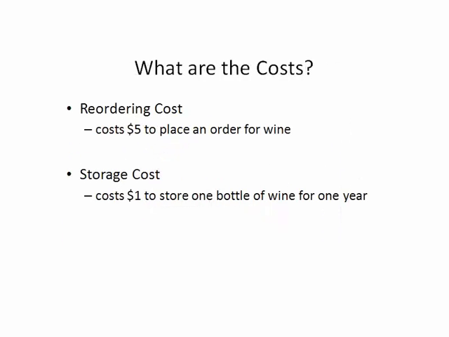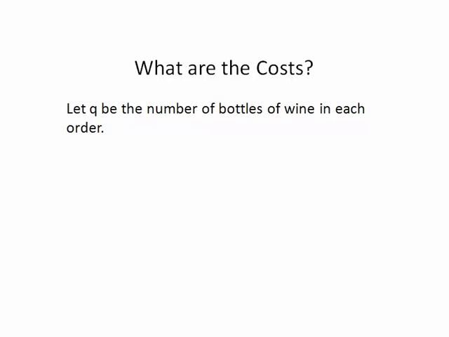We'll need to take into consideration the two different costs in this problem, the reordering cost and the storage cost. We'll assume that each order will have Q bottles of wine in it. Now let's look at some specific examples. We could order all 900 bottles in one single order.